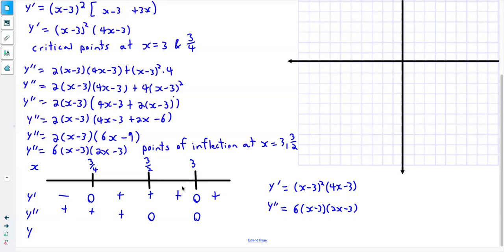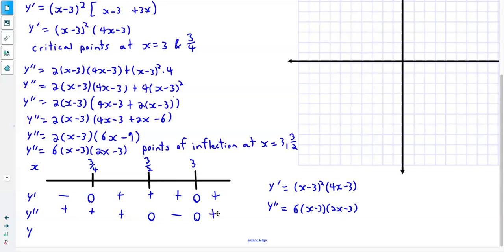Now, if I put in a number that is greater than 3 over 2, but less than 3, so for example, 2, we'll see if we get positive or negative. So if I put in a 2, that gives me a positive times a negative times a positive. So positive times negative times a positive would give us a negative in that interval. And then let's say I put in 4, that gives me a positive times a positive times a positive, so that gives me a positive.